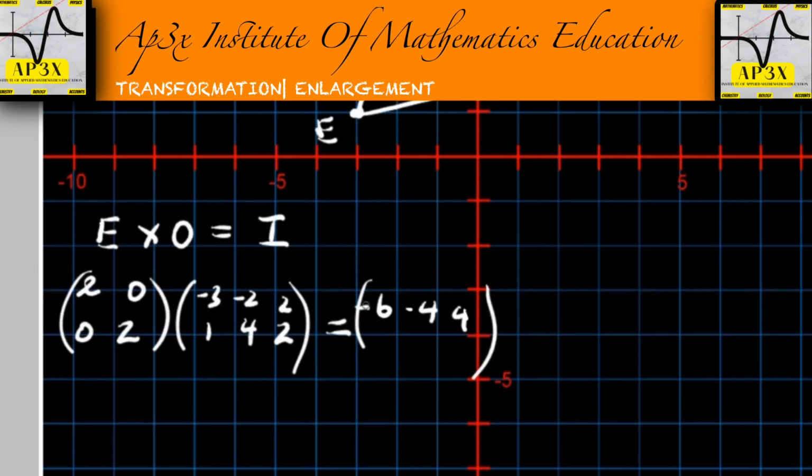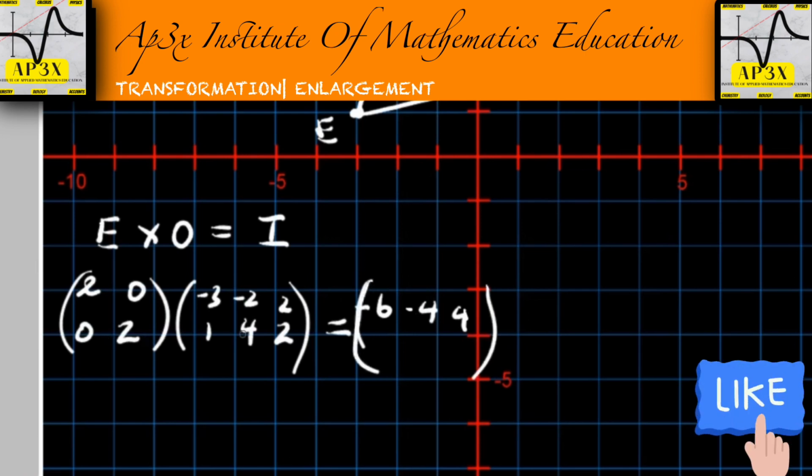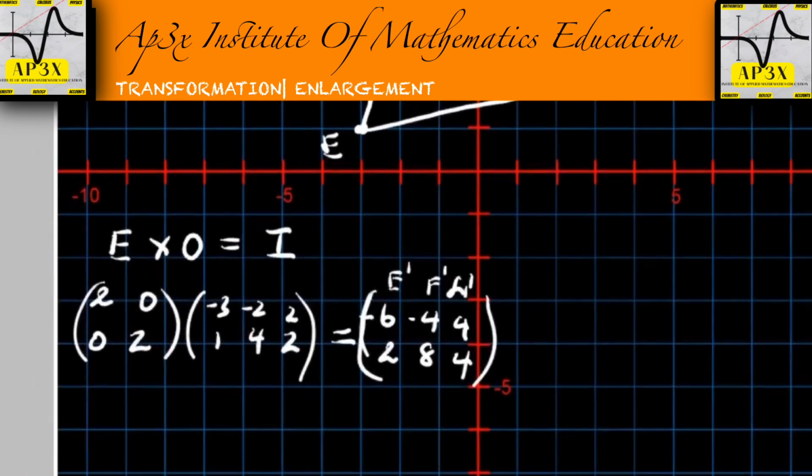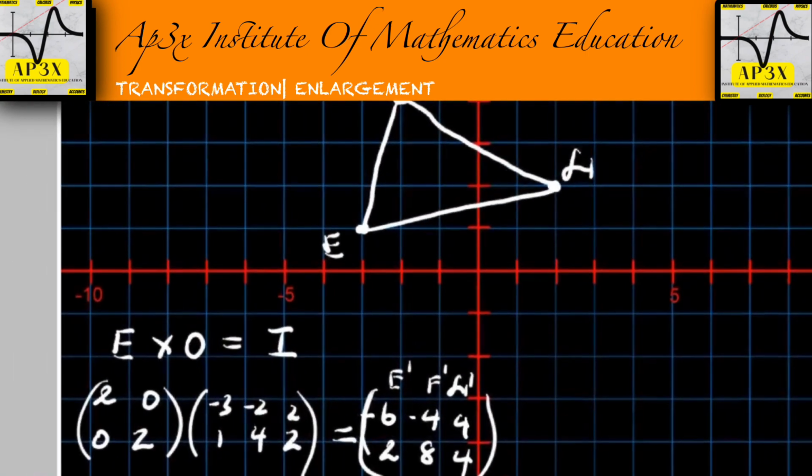Now the bottom ones are going to be 2 times 1 is 2, then 2 times 4 is 8, then 2 times 2 is in fact 4. So we're going to be plotting the points downwards, because this becomes my E prime, my F prime, and my G prime. All right, beautiful. So then we're going to plot -6, 2. Let me just write the points over here, guys. That's E prime, F prime, and G prime.